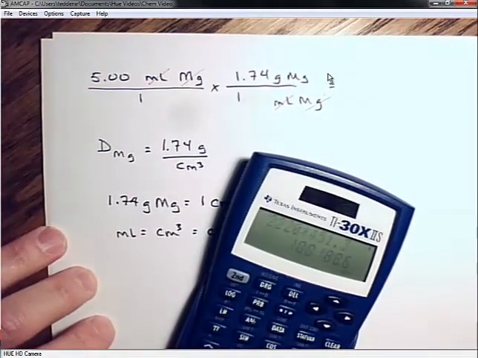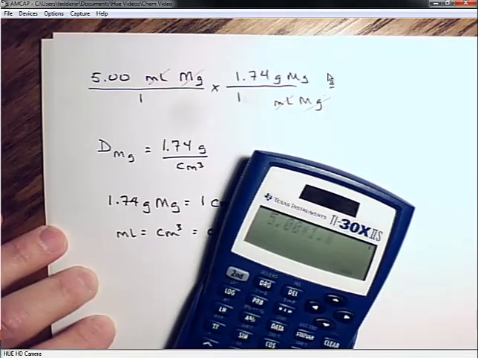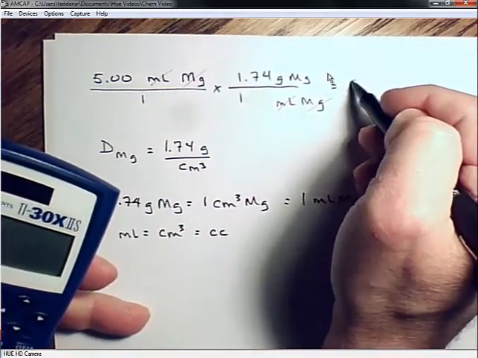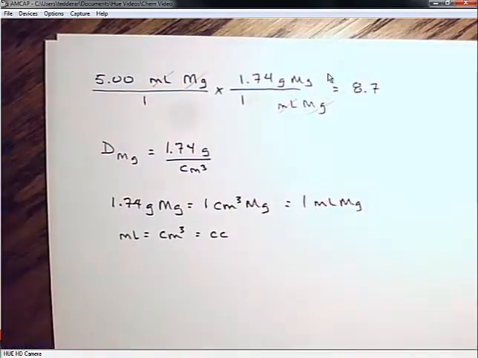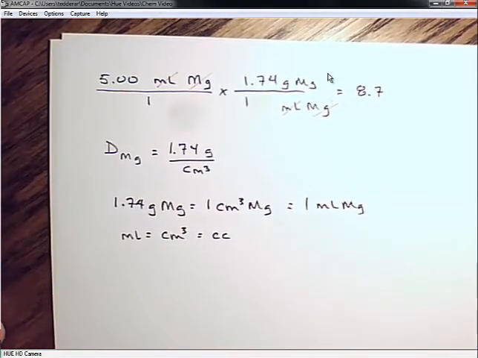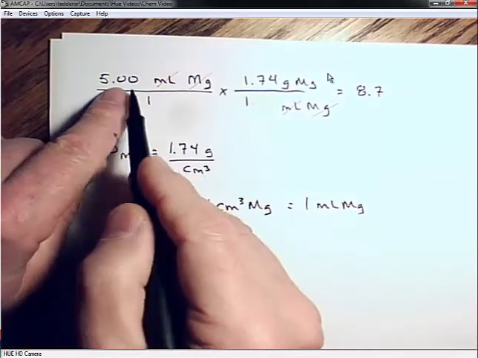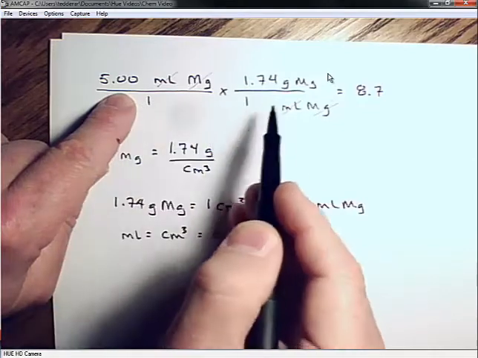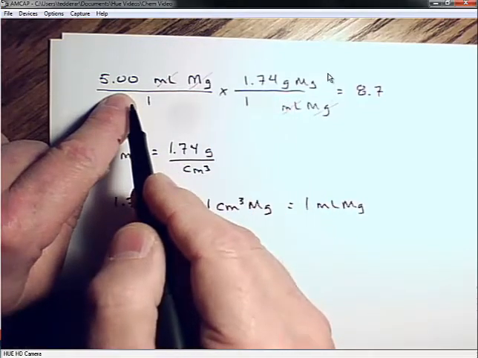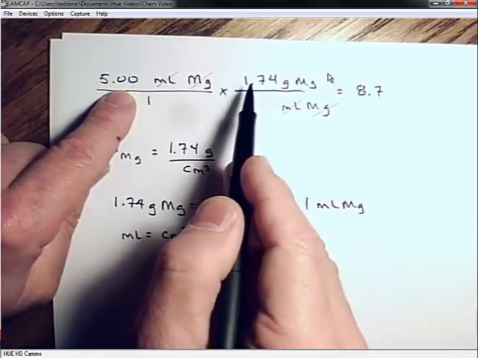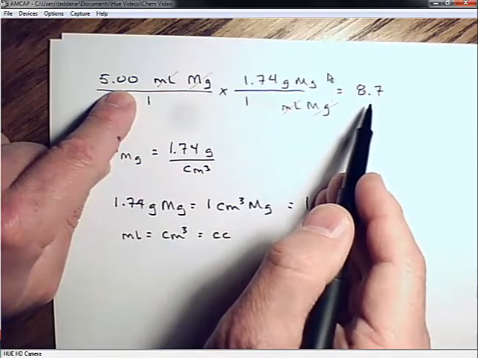Get out your trusty calculator. And 5.00 times 1.74, and we get 8.7 on the calculator. How many significant digits do I need in my final answer? 3. I'm looking at the measured numbers and calculated numbers. And of the measured and calculated numbers in a multiplication division problem, we're going to choose the measured or calculated number with the least digits. Both of these two have 3 significant digits. And so we want our final answer to have 3 significant digits.